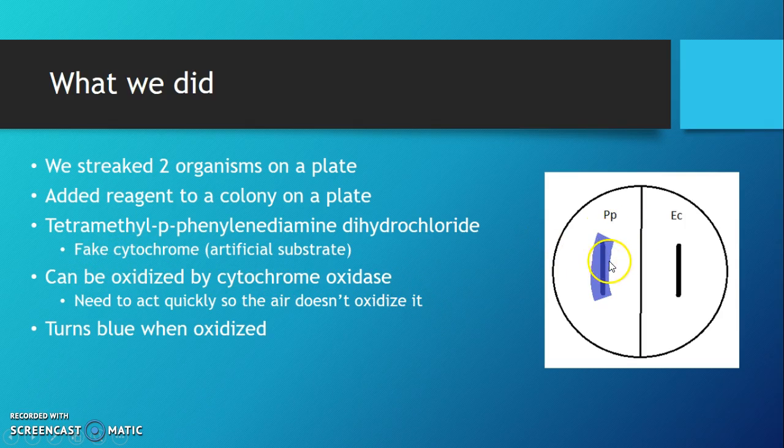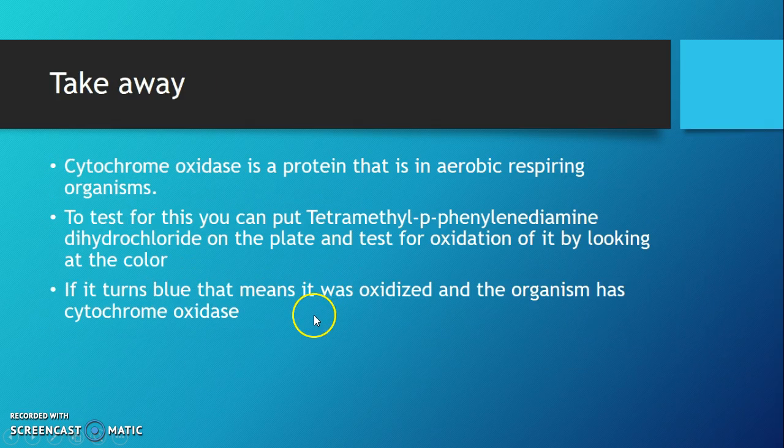The only thing is you have to be really careful when you do that. You'll add the reagent and it'll turn blue, but you have to read it immediately after you add the reagent, or what can happen is oxygen from the air can actually oxidize the reagent. So you have to look at it really quickly. But if it turns blue, that means it's in its oxidized form. That means the molecule was oxidized, so cytochrome oxidase is present. If it turns blue, cytochrome oxidase is present. If it doesn't turn blue like it did in E. coli over here, then it is not present.